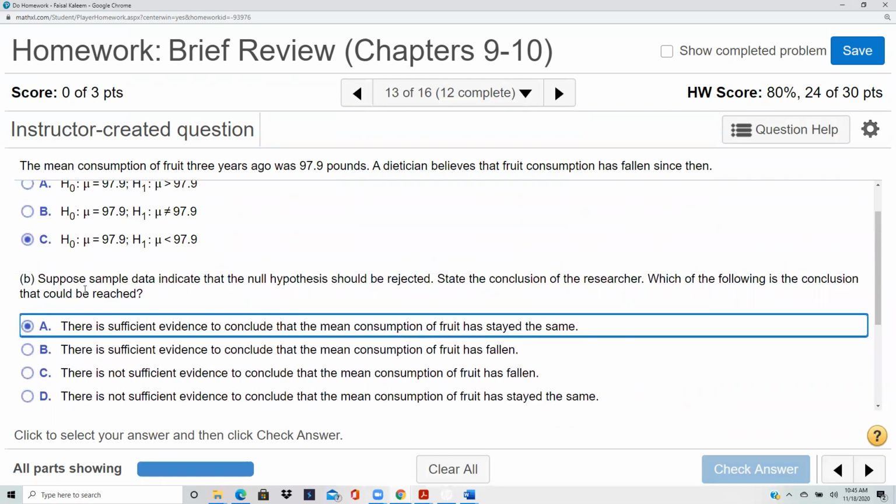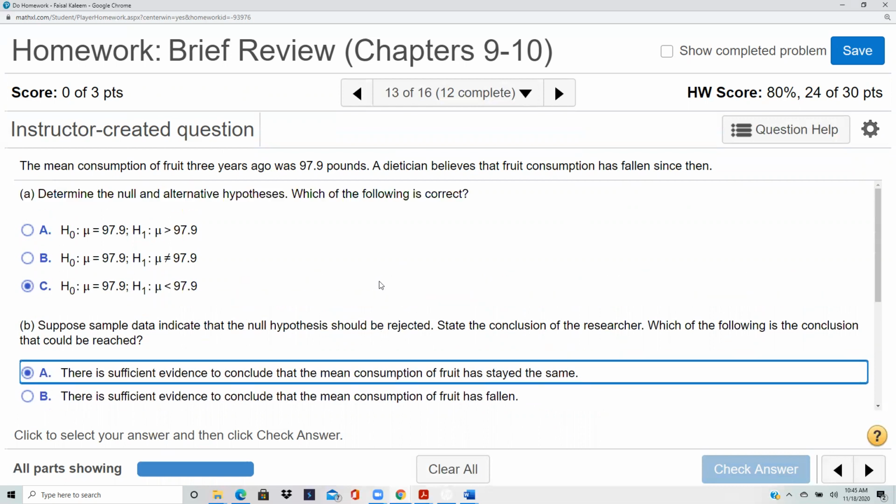In part B, they are saying, suppose the sample data indicate that the null should be rejected. So if the null is rejected, it means you have rejected this one, right? This is the null. So if you have rejected this one, it means you are going by this one, right? So this one is saying that the consumption has fallen below the 97.9.